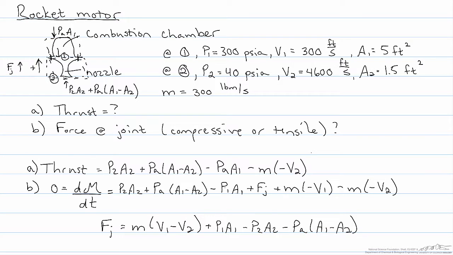You'll see the terms that make up the thrust are part of this, but then there are other terms in addition to the thrust that are affecting the force at the joint. Notice that V1 is less than V2, so the convective terms would actually decrease this force at the joint, but the pressure terms act in the opposite direction, net, and are significantly greater. Therefore, the force at the joint ends up being positive.